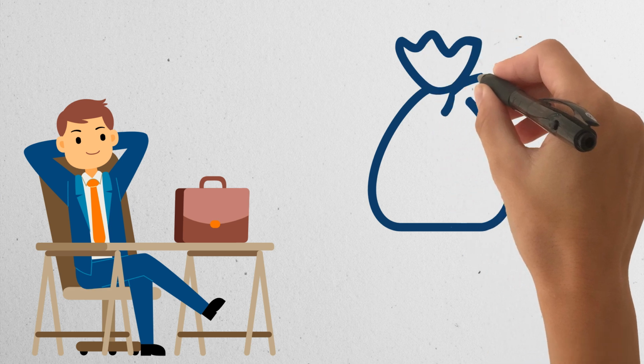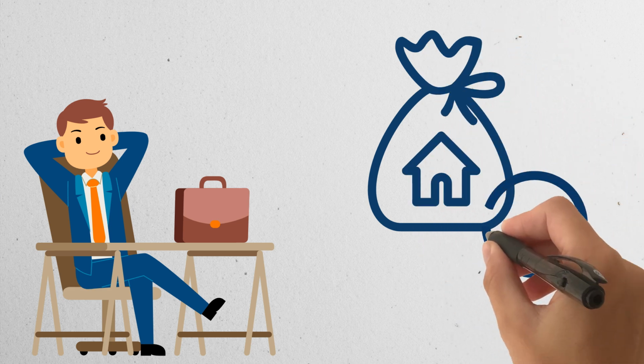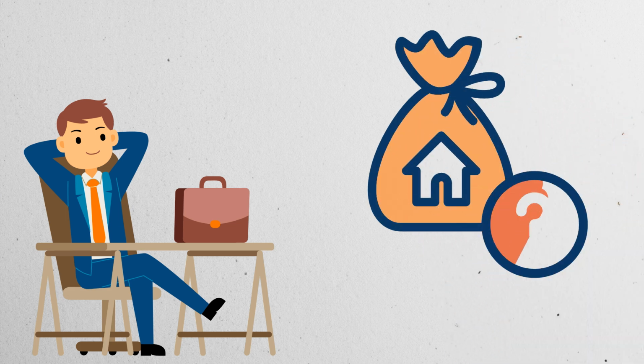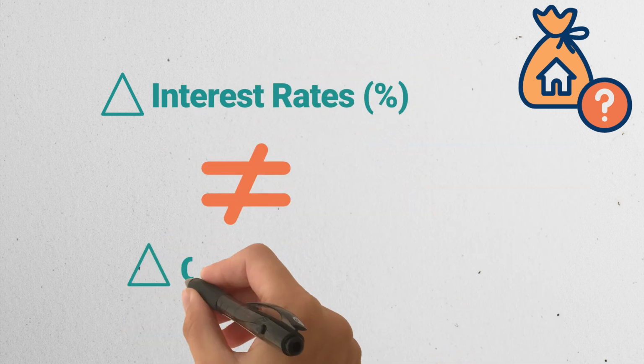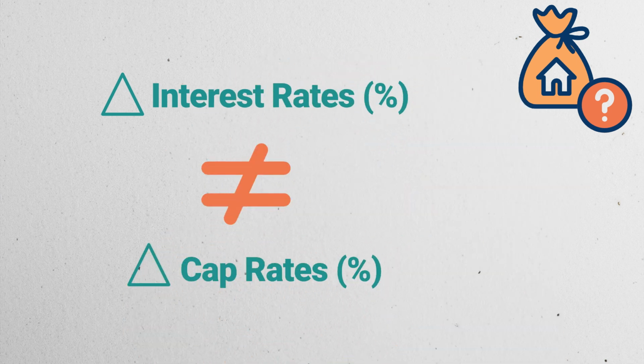Now, is all of this guaranteed? Of course not. Nothing in life is. For starters, we don't know for a fact that the Fed is going to keep cutting until rates are zero. There's a chance they just cut once or twice, then stop. Cap rates also might not move lockstep with interest rates. A 50 basis point change in interest rates doesn't necessarily mean a 50 basis point change in cap rates. But if interest rates go down, cap rates are likely to decrease as well.